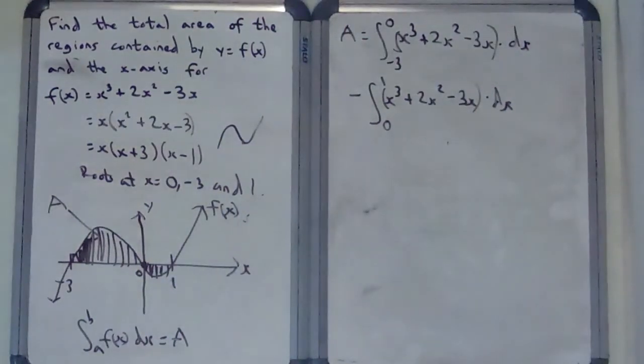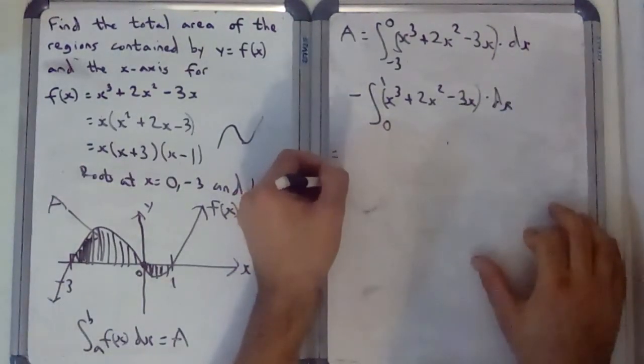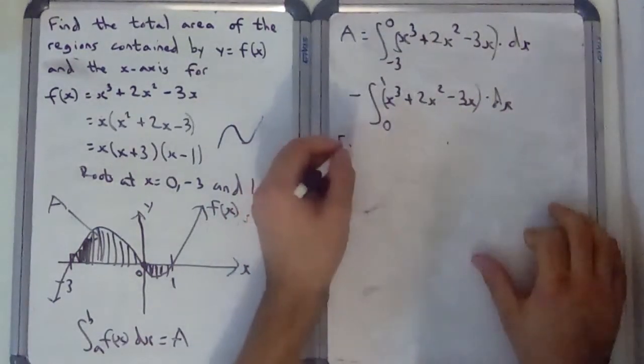Okay, so it's not too bad because we've got these zeros in here that are going to help us. So let's start to work out the antiderivative. So the first is going to be x to the 4 over 4.